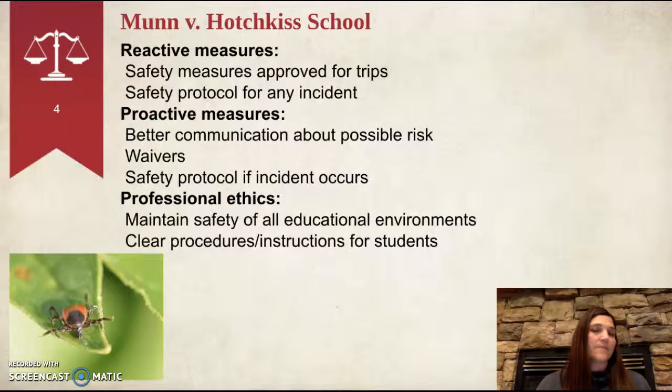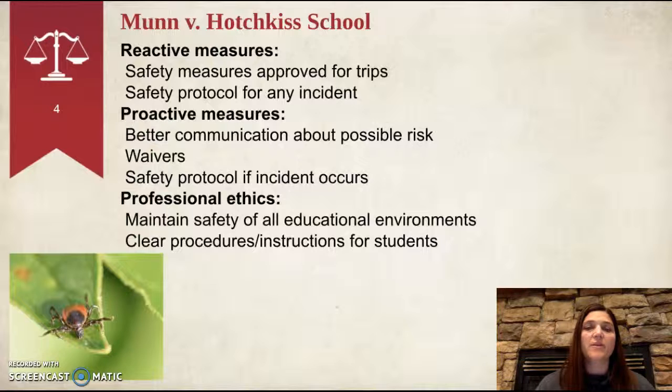A jury awarded the family $10 million in economic damages as well as $31.5 million in non-economic damages. In this case, reactive measures could be safety measures that are approved for trips beforehand. What are the safety measures that need to take place, as well as a safety protocol for any incident while on a trip of this size.